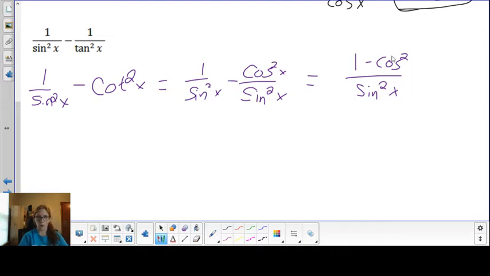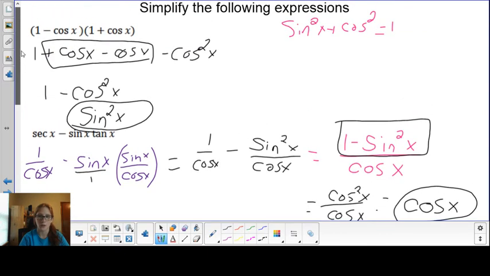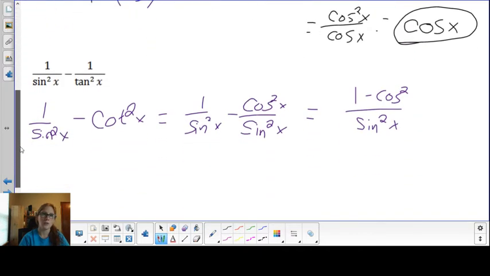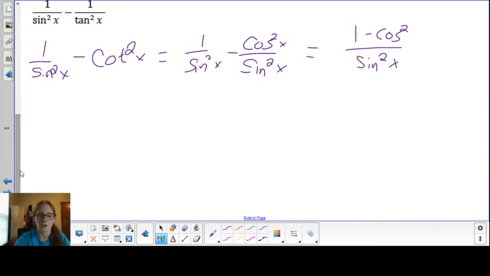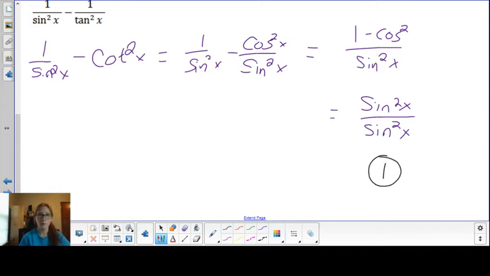Well, again, cosine and 1 looks like I'm going to be using mama because mama was made out of 1s and sines and cosines. So what is my new top going to be? What is the top of that fraction going to turn into? It's going to be sine squared. And we know that sine squared over sine squared, or anything over itself, is simply 1.